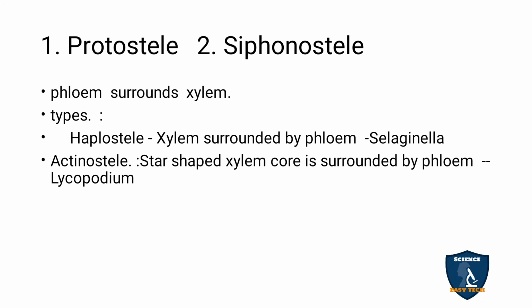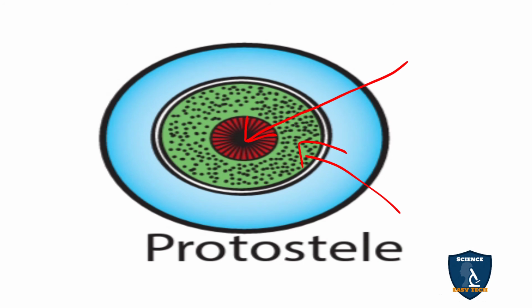Haplostele: xylem surrounded by phloem. It is seen in Selaginella. But in haplostele, the xylem is on the outer side and the phloem is in the middle. So if it is a haplostele, the phloem will be there and the xylem surrounds the phloem.